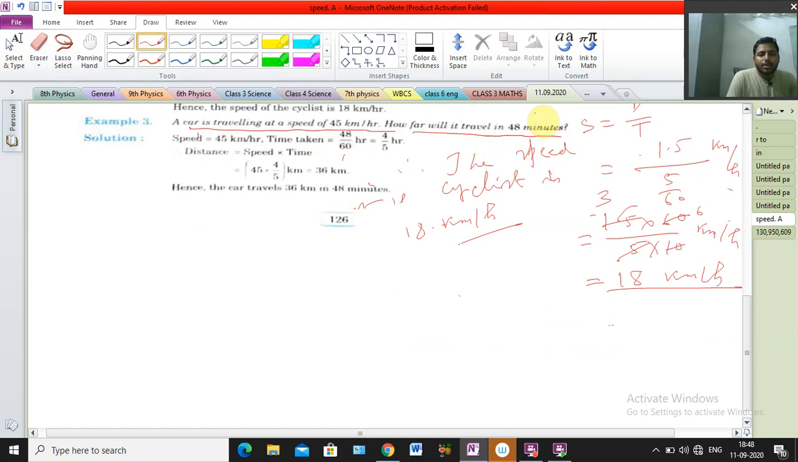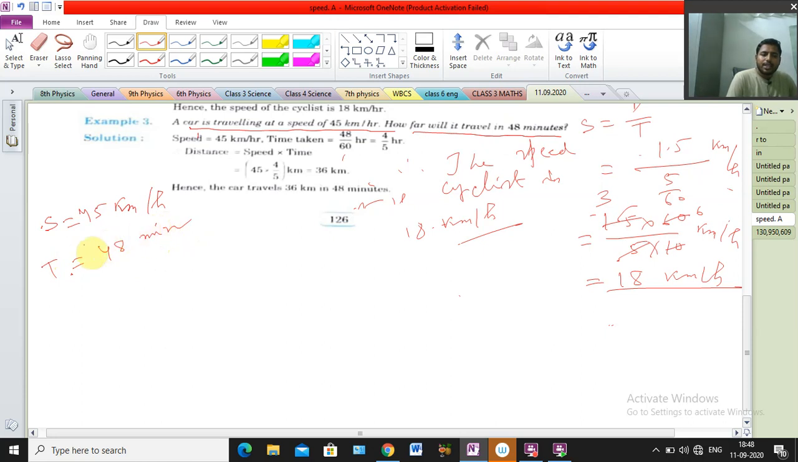What is the given data, sir? Here the question is telling a car is traveling at a speed, given here, speed equal to what, sir? 45 km per hour. Okay, so how far will it travel in 48 minutes? That is the thing given here. And time is what, sir? 48 minutes. 48 minutes, that is also given in the question, no?